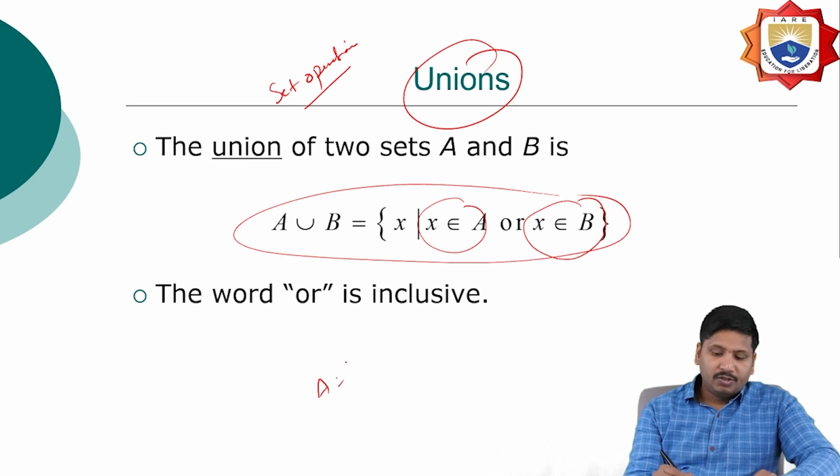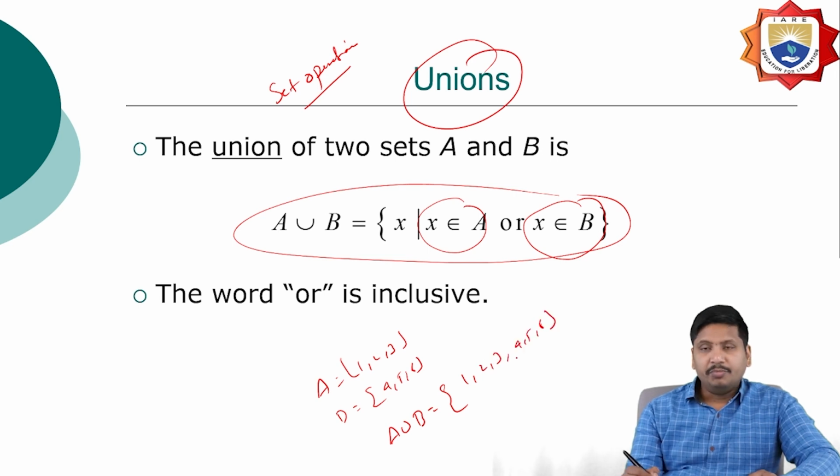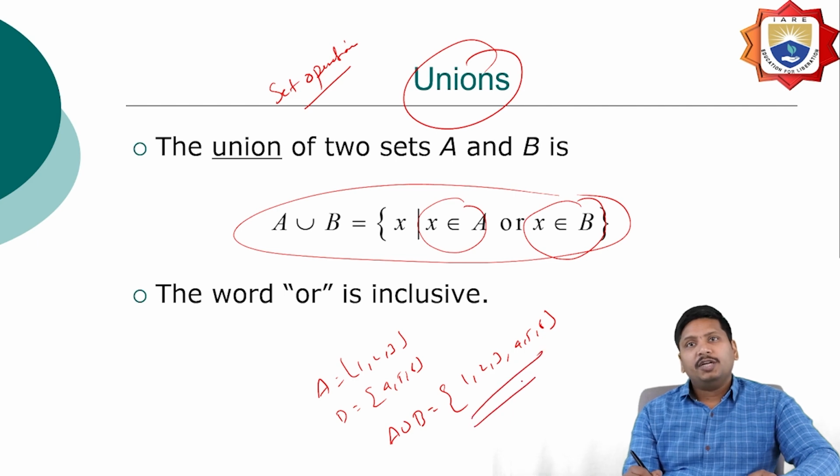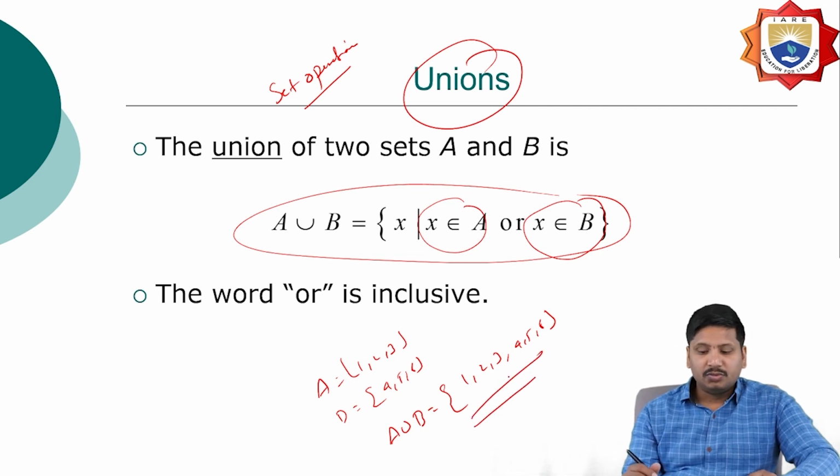Suppose I have the set A is equal to 1, 2, 3 and B is equal to 4, 5, 6. If I write A union B, the set of elements will be the elements of set A as well as the elements of set B. So this is treated as the union operation, or inclusive OR.